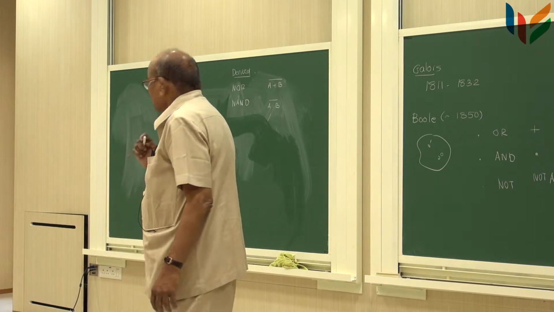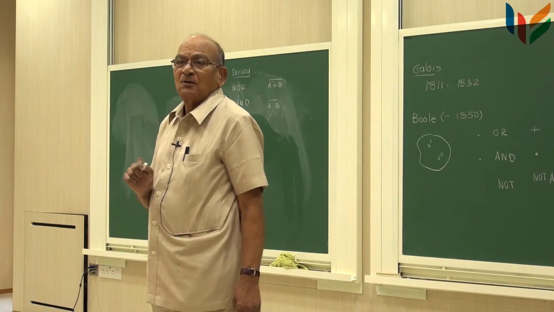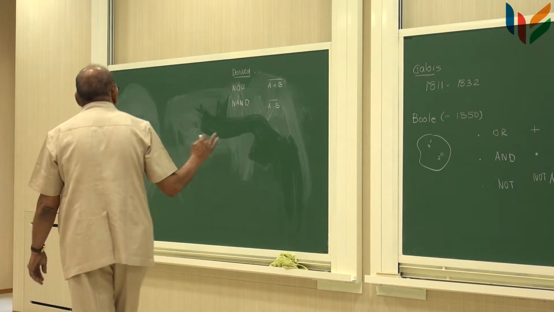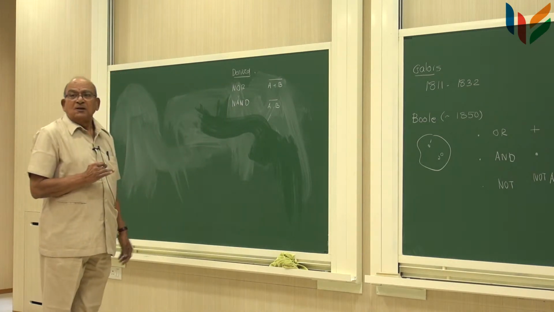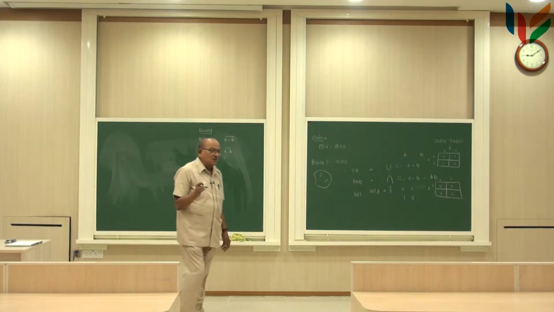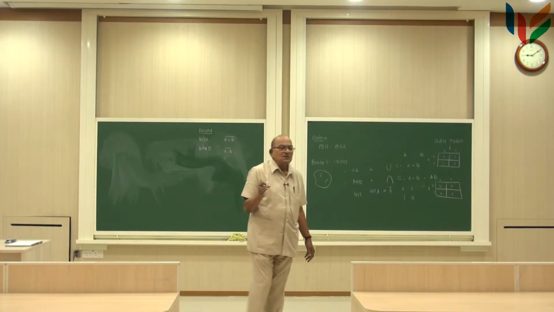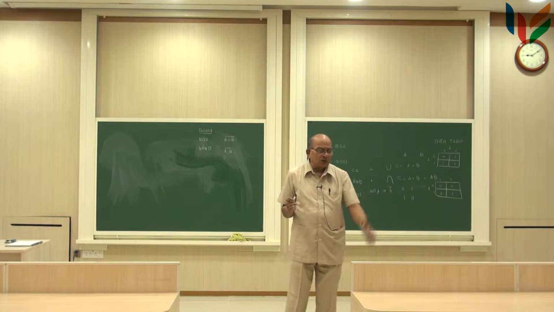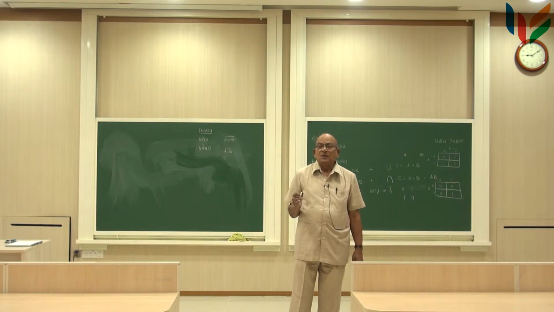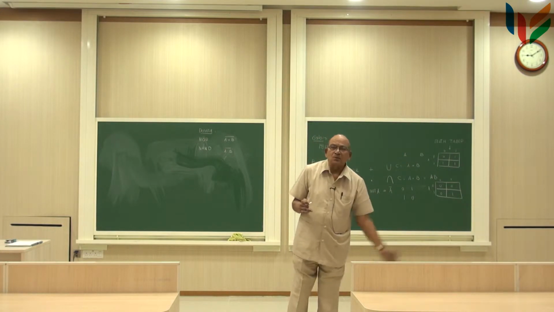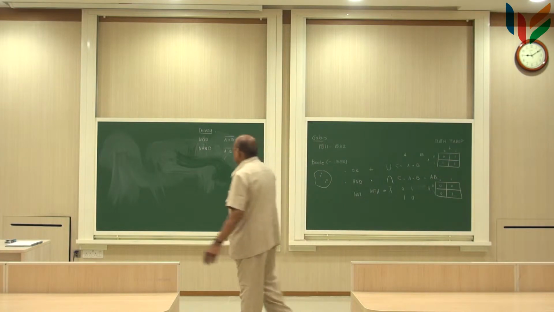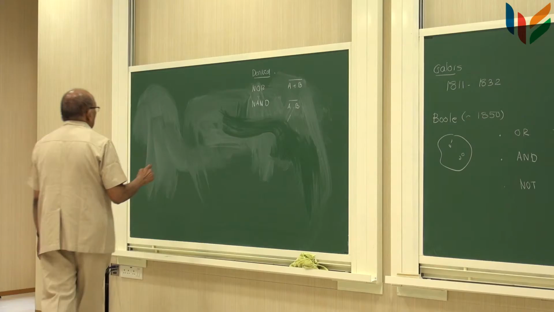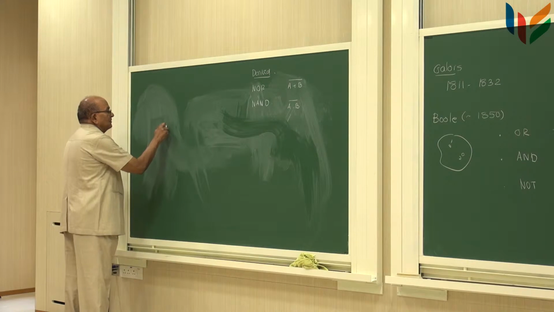So, we will take first combinatorial logic, where there are no memories built into it, that is, the response of a logic network depends only upon the input at that instant of time, and does not depend upon past inputs or past memories and so on. Such circuits we call combinatorial logic.